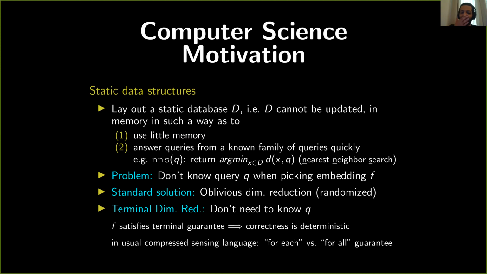So the advantage though of terminal dimensionality reduction is that correctness is okay. So it satisfies the main one. Actually, I should have highlighted is the last bullet here, which is that you get a for all guarantee, which is once you know that your F satisfies terminal dimensionality reduction, then you'll work for all queries indefinitely. And the reason that's most important is adaptive queries.